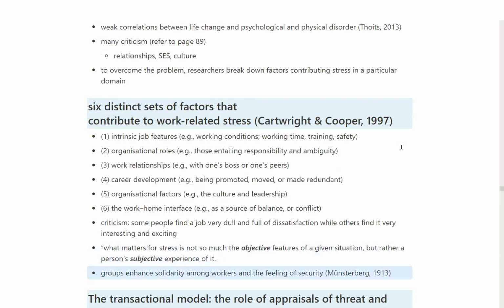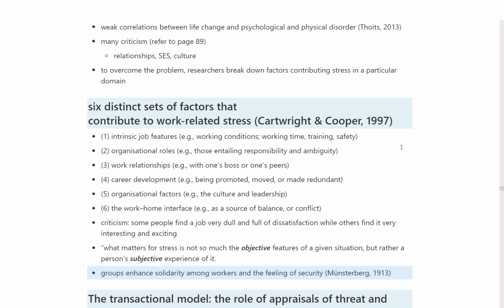And the people who criticize this model also argue that which groups they belong to is important. This is because groups enhance solidarity among workers and the feeling of security. So let's say there are two groups, and even if these 6 factors are exactly the same in both groups, if workers identify differently with their groups, then, as we are already aware, people experience work and stress differently. This is because which group they belong to determines how they experience their work or their everyday events.